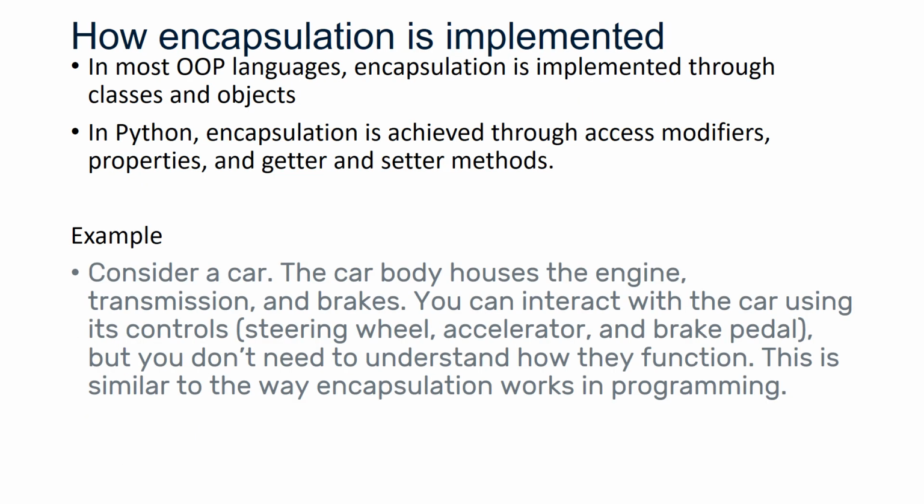How can it be implemented? In most OOPS languages, encapsulation is implemented through classes and objects only. In Python, it is achieved through access modifiers, properties, and getter and setter methods. For encapsulation, we can take the example of a car. The car body houses the engine, transmission, and brakes. You can interact with the car using its controls only. We need not understand how they are functioning.